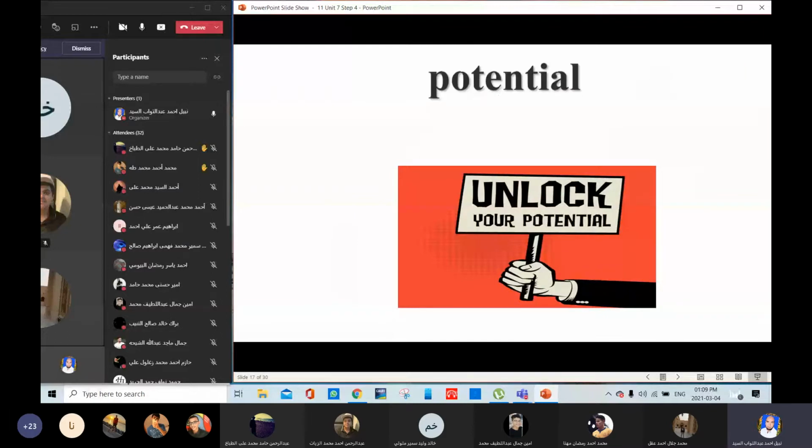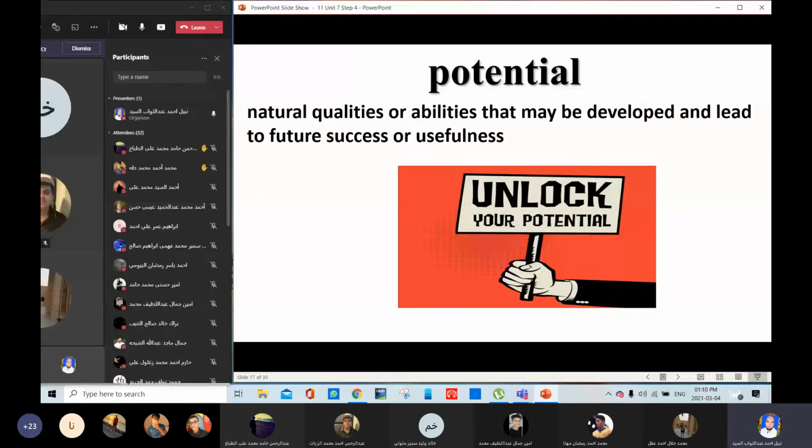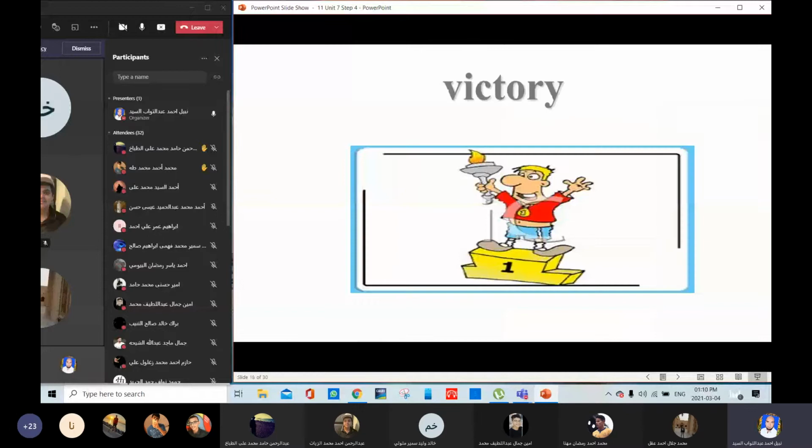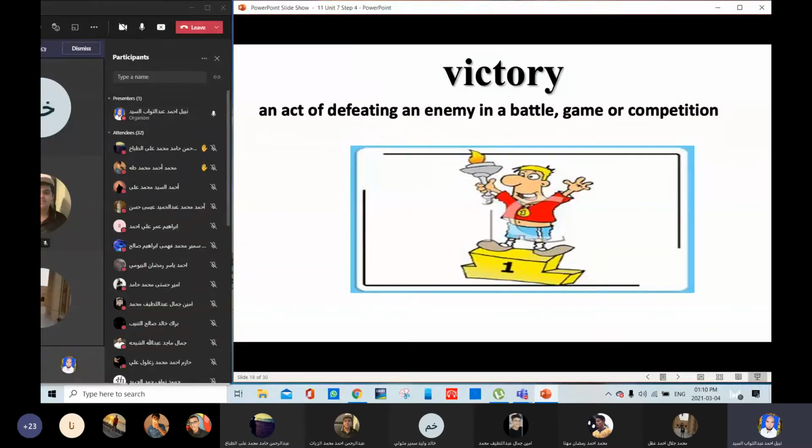Potential. Unlock your potential. Discover your quality or ability. Natural qualities or abilities that may be developed and lead to future success or usefulness. Potential can be a noun or an adjective. Potential means natural quality or ability, possibility. Victory. Victory is a noun. Victory, an act of defeating an enemy in a battle or game, competition.